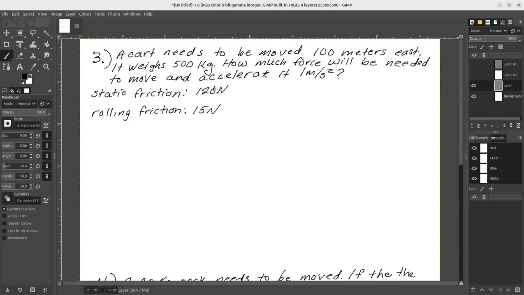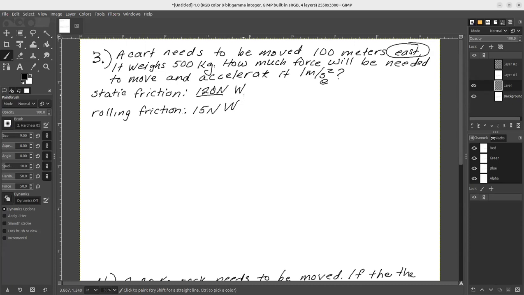A cart needs to be moved 100 meters east. It weighs 500 kilograms. How much force will be needed to move and accelerate it 1 meter per second squared? The static friction is 120 newtons. Remember that we're moving east, so this is going to have to be east. And remember, static friction is always against you moving. He's a nasty guy. Rolling friction will always be against motion.